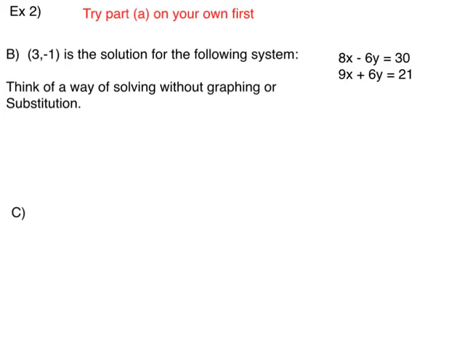Part B asks you to take the 3, negative 1 and figure out, hey, is this actually a solution for this system also, and think about it without even graphing or doing substitution or anything. Well, I take a look here, and the first equation was 4x minus 3y equals 15. Do you notice how if you double 4x, you get 8x? And if you double minus 3y, you get minus 6y. And if you double 15, you get 30. So that was doubled.